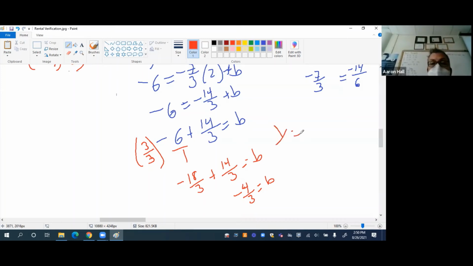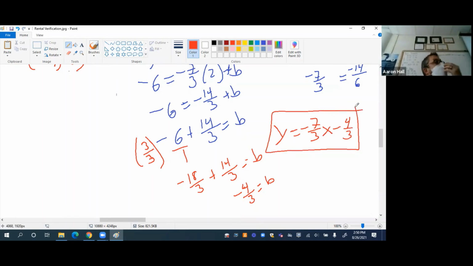So our answer then is going to be y equals -7/3 x minus 4/3. Nice. That should be the exact same answer we had before.